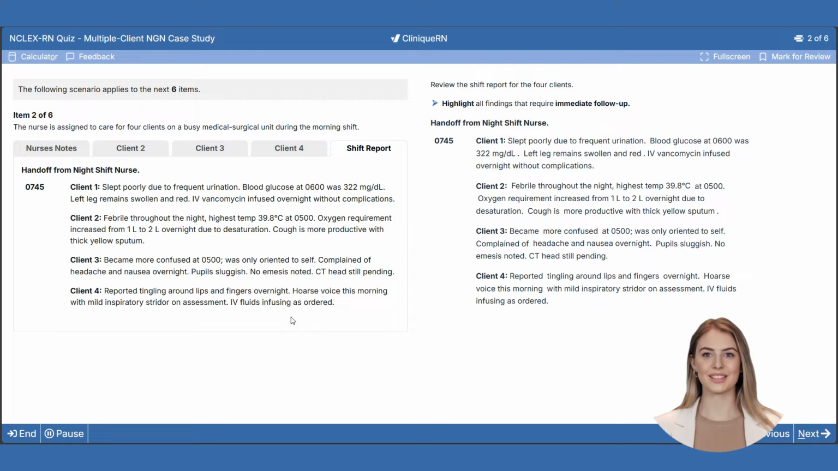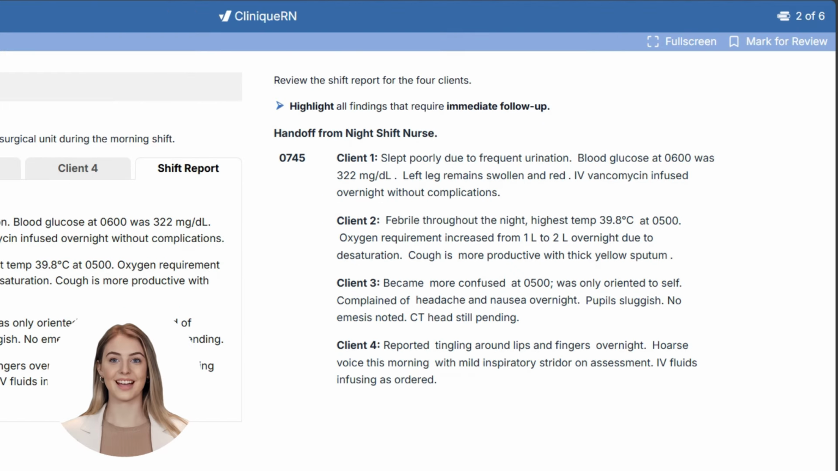Became more confused at 0500, was only oriented to self, complained of headache and nausea overnight, pupils sluggish, no emesis noted. CT head is still pending. Client 4, reported tingling around lips and fingers overnight, hoarse voice this morning with mild inspiratory stridor on assessment, IV fluids infusing as ordered. Now the question. Review the shift report for the 4 clients. Highlight all findings that require immediate follow-up.